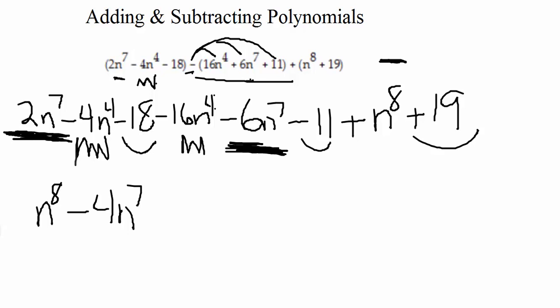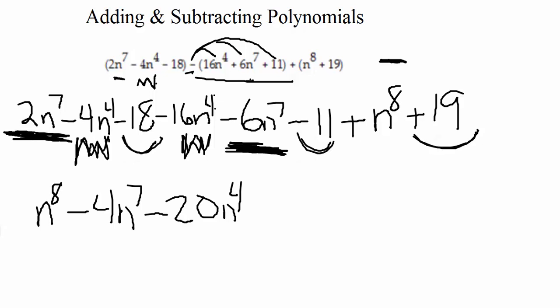N to the 4th: I had negative 4, and then we're subtracting 16 more away. If you're negative 4 in your bank account and you spend 16 more dollars, you are now down 20. So there we have a negative 20n to the 4th. Then the only thing left to do is to take care of our numbers. So we have a negative 18 minus 11, and then a plus 19.